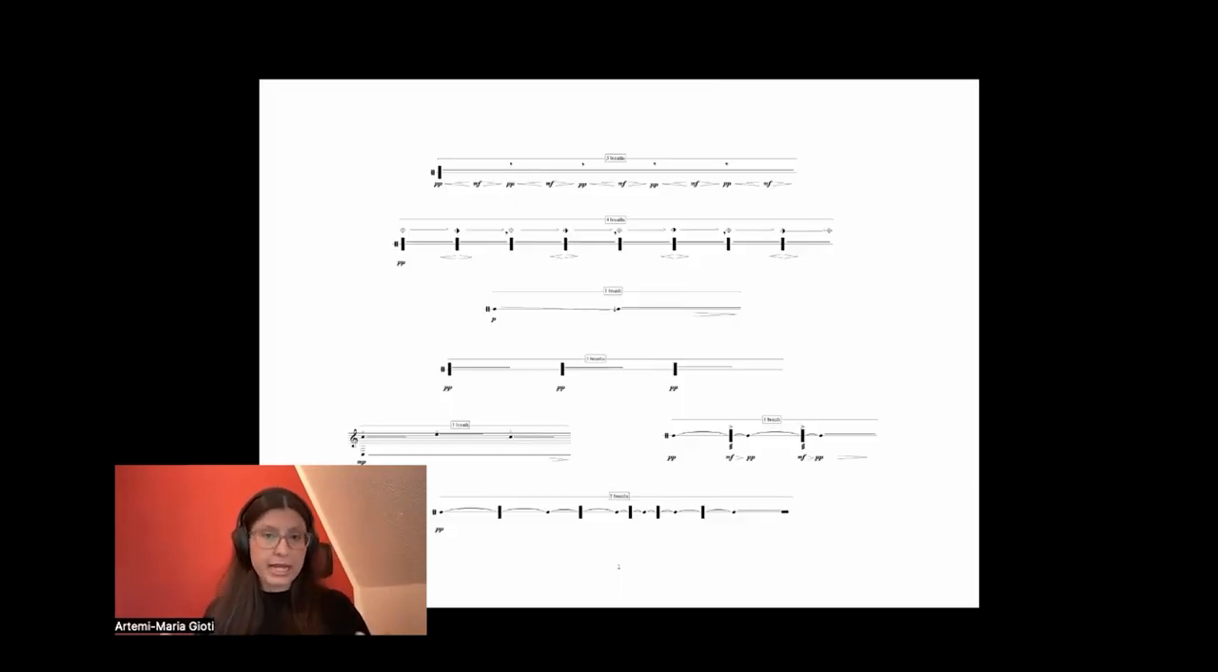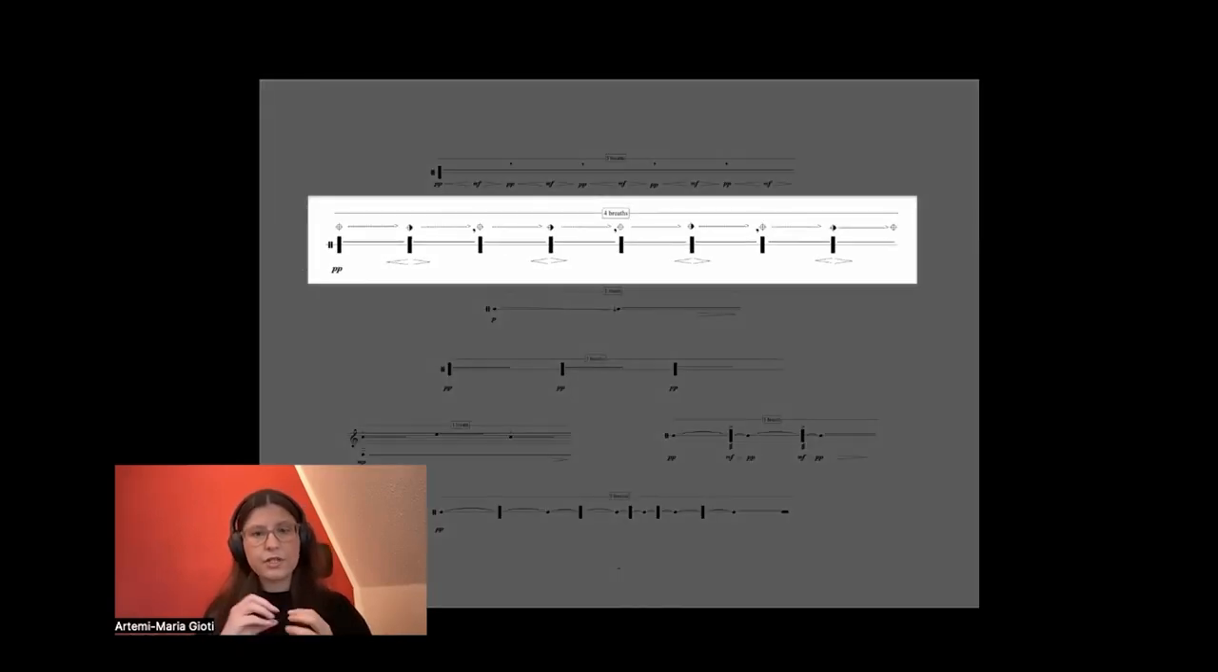Here is a page from the score of the piece, which also consists of some partially notated musical actions, which can be performed in any order, any number of times, and in many variations. So for instance, this action right here consists of transitioning from an air tone to half air tone, half multiphonic, back to an air tone, and so on repeatedly.